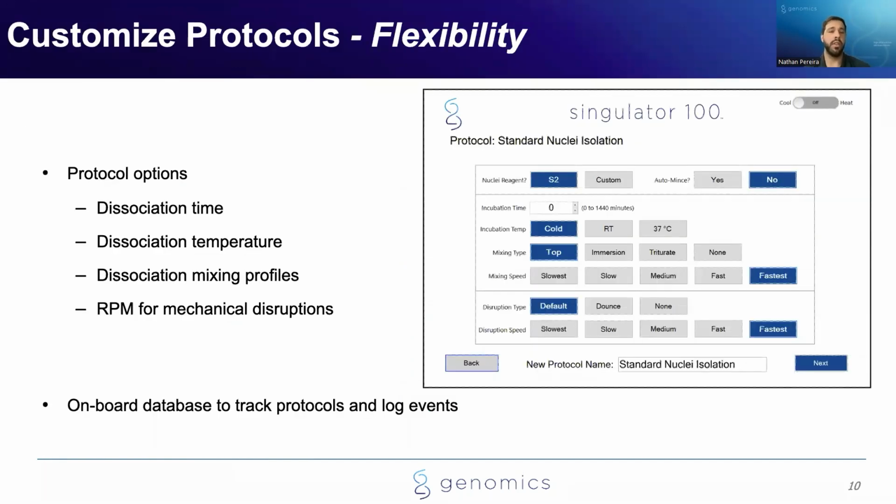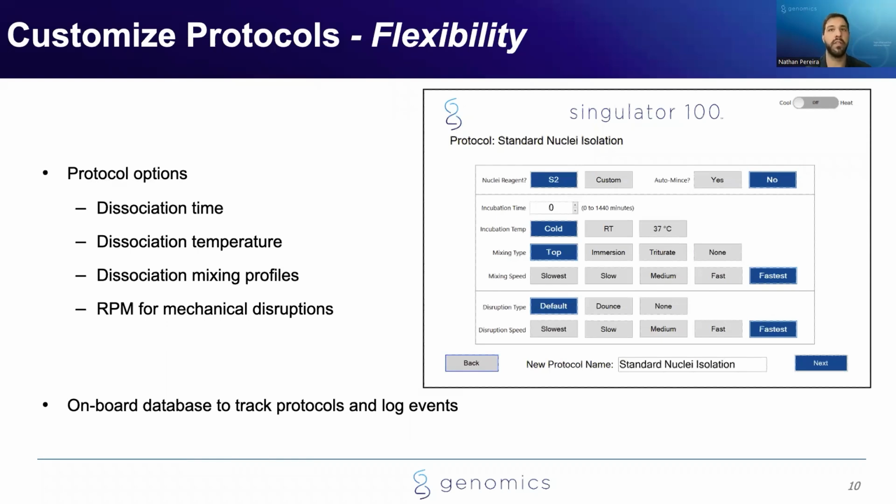As I mentioned, one of the benefits is the customizability and the flexibility. You can customize plenty of different options: the dissociation time, the dissociation temperature, mixing parameters, and basically the intensity of these disruptions. And going back to what I said earlier, I can usually easily port over a manual protocol with a little bit of optimization through some sort of customer support, and lots of customers can really do it on their own.